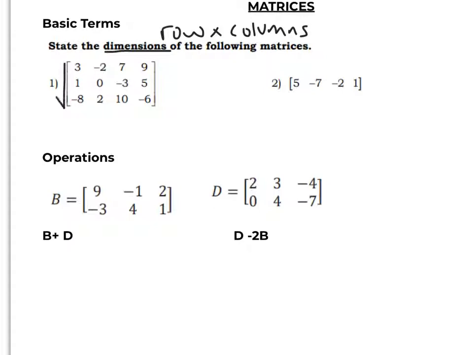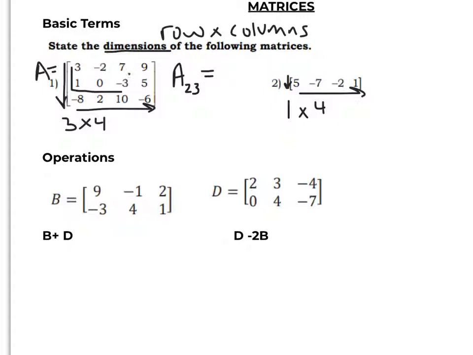So in this first one, I have a 3 by 4 matrix, and the next one I have a 1 by 4 matrix. We also talked about, say, I called this first one matrix A, that saying something like A sub 2, 3 doesn't mean 23, it means row 2, column 3, which would be -3. So we talked about that as well, this being row, column.